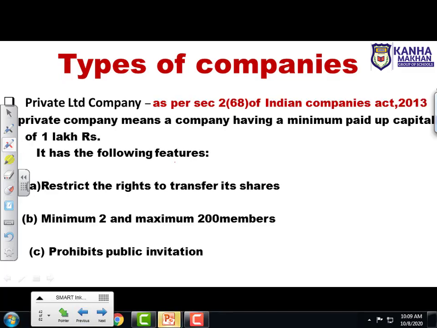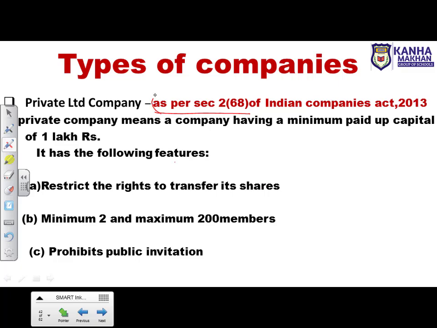So now we'll discuss the private company, right? What is a private limited company? As per Section 2 of the Companies Act of 2013, according to the latest amendment, a private company means a company having a minimum paid up capital of ₹1 lakh. If there is a private limited company whose minimum paid up capital is only ₹1 lakh, that company will be considered a private limited company.